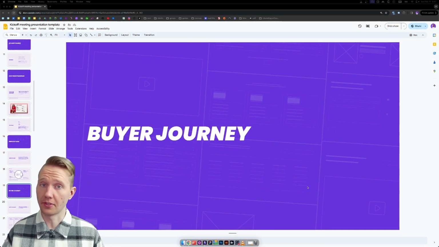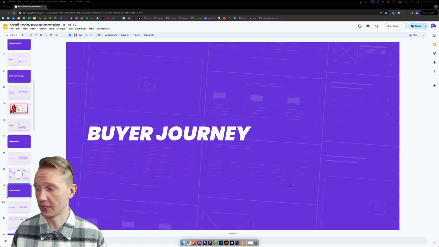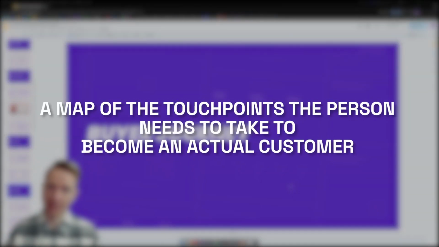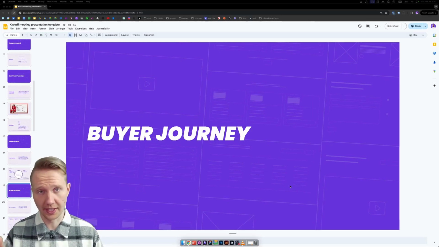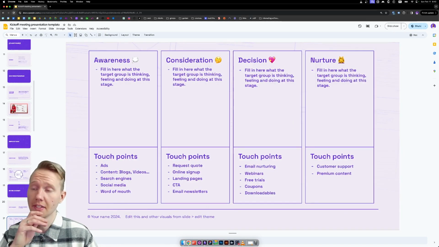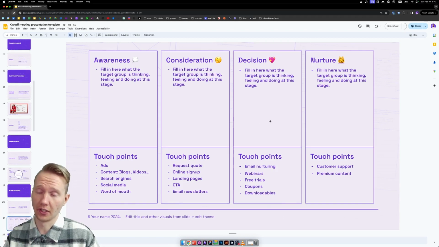Continuing with the theme of customers, we have a buyer's journey or customer's journey, whichever you prefer, and it is basically a map of the touch points the person needs to take to become an actual customer, usually a happy one. You can map this journey quite extensively, but in here we have just a simple 4-level framework for you to follow. So here are the stages: awareness, consideration, decision, and nurture. And here are the touch points and some examples for you to get started.